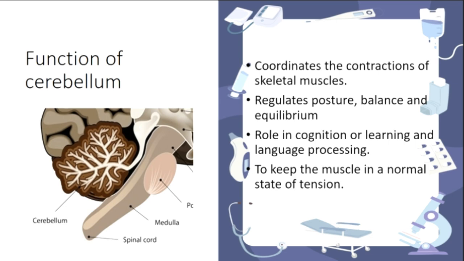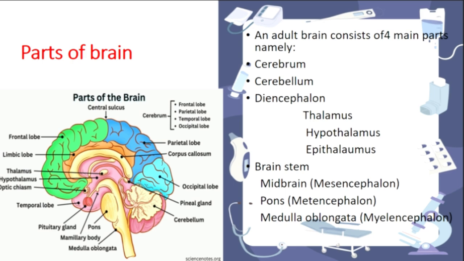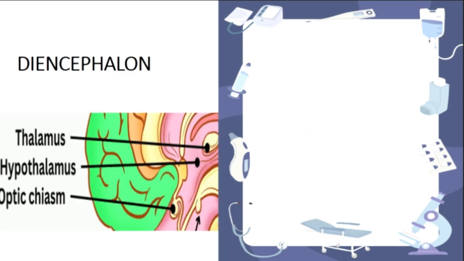The superior controls the coordination: anterior lobe, posterior lobe, flocculonodular lobes, right? The anterior lobe is involved in the regulation of body posture, and the posterior lobe is involved in muscle movement. So this is the function of the cerebellum.